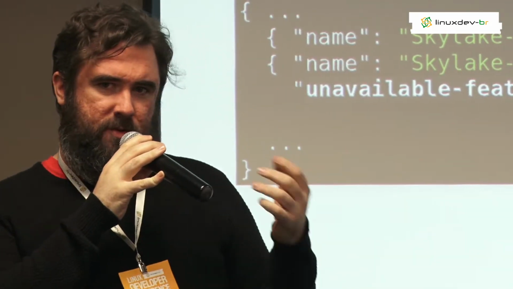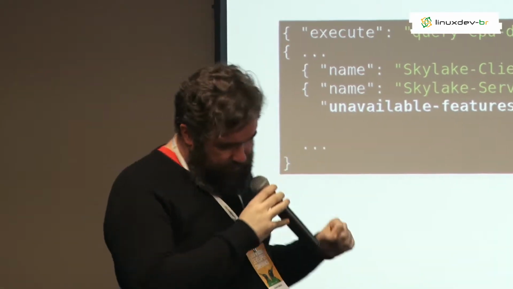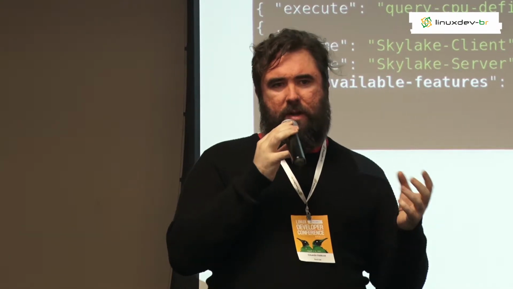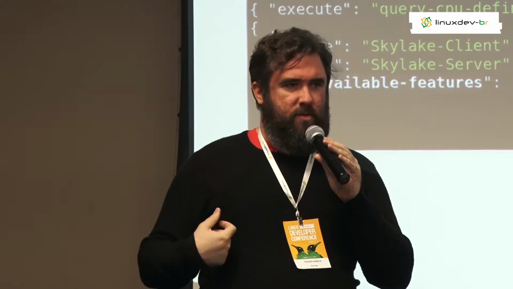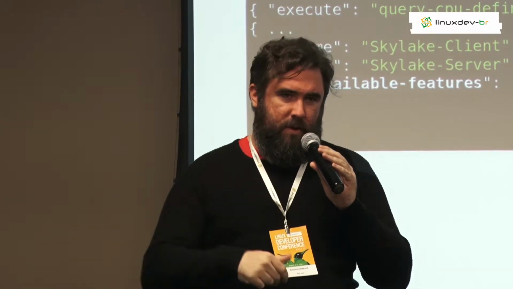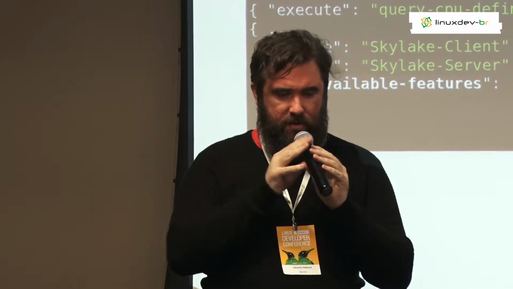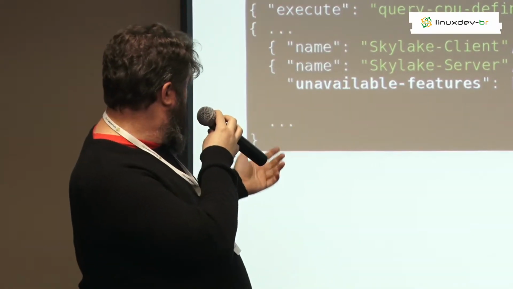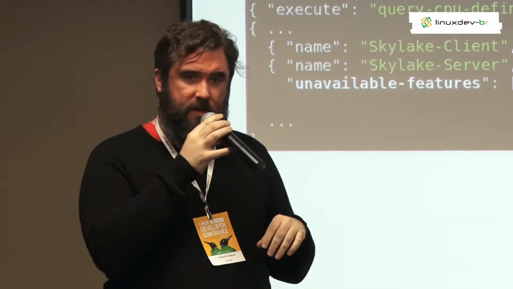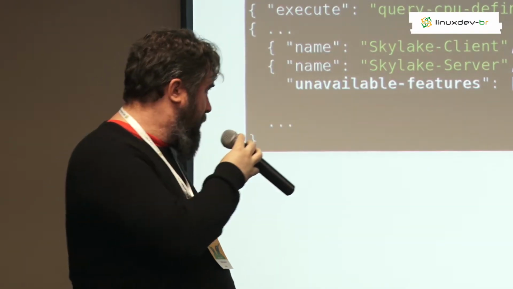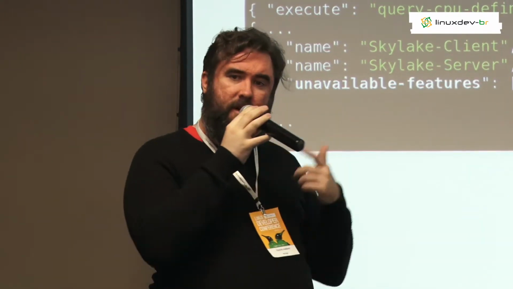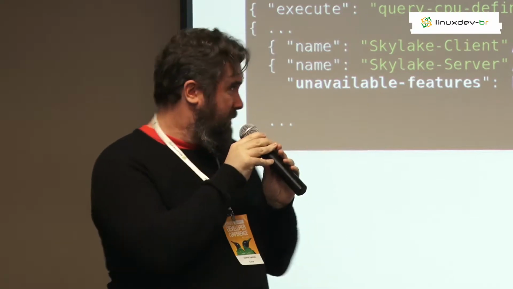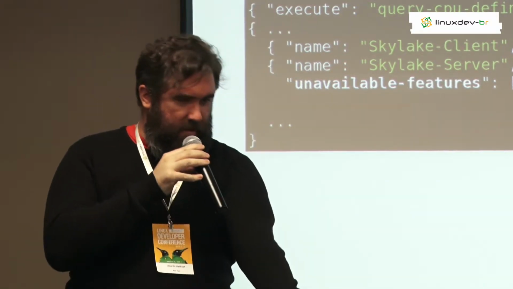Continuing with the CPU models, this is an example of a QMP command. QMP is a protocol used by software to talk to QEMU. It basically allows you to do everything you can do on the command line, plus something else that software can use. So in this example, I'm showing two CPU models from the list, when we are asking QEMU for the list of CPU models. And then you can see the list of unavailable features on that CPU model. I ran that on my laptop.